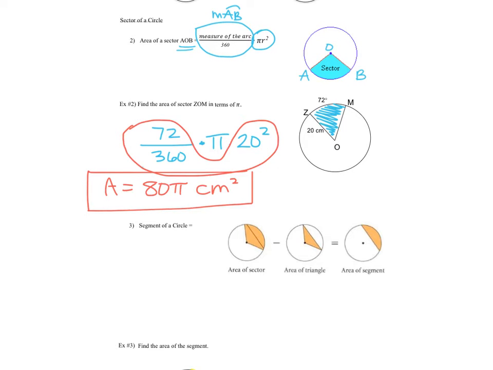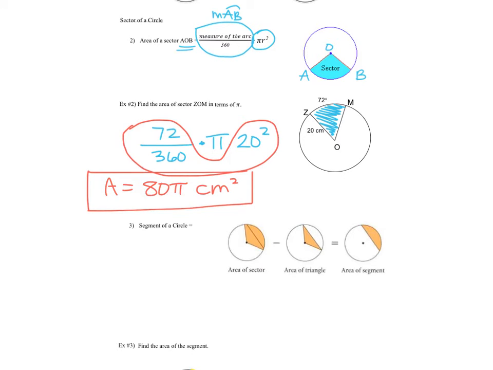Okay, so very similar to yesterday's formula, but now you're doing area instead of circumference with it. Okay, arc length, you use circumference. Area of a sector, you use area of the circle. Questions on that?